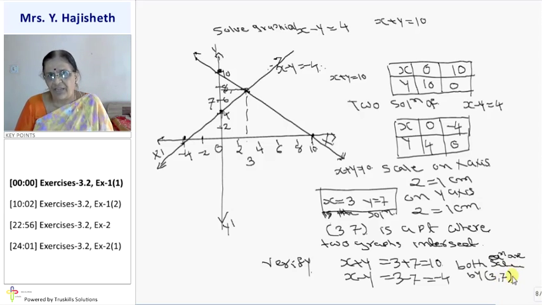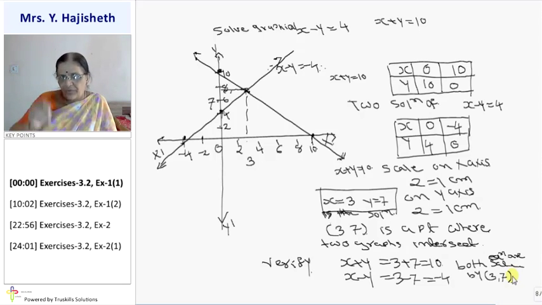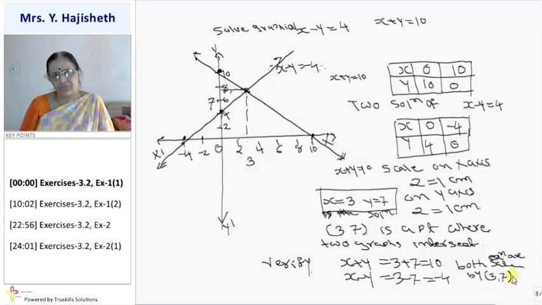So this is the way to solve a system of linear equations graphically. From the point where both graphs intersect, you draw a perpendicular on the x-axis, and where it cuts is the x-coordinate of the solution. You draw a line perpendicular to the y-axis from that point, and where it cuts is the y-coordinate, which will be the solution for y. X is 3 and y is 7 are the solution of these two linear equations because they satisfy both the linear equations. I have not drawn the exact graph.